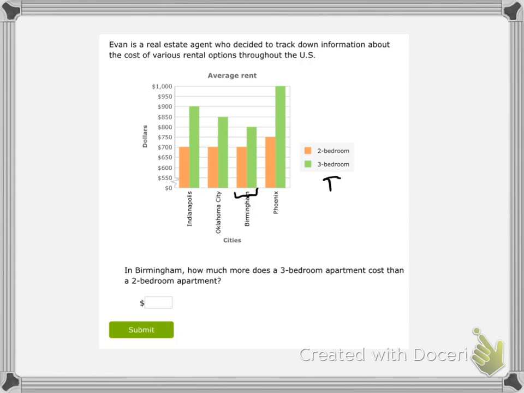There's our key on the side here. We want to know how much more it is. Well, the green bar is $800 and the orange bar is at $700. So how much more is it? It's $100 more.